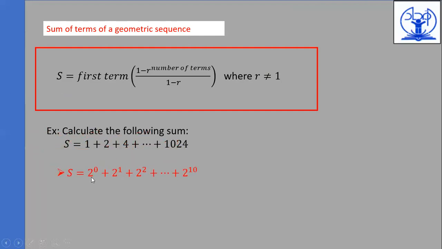So the sum is nothing but 2 to the 0, plus 2 to the 1, plus 2 to the 2, and so on. So actually we are multiplying by 2. So it's the first term, which is 1, times 1 minus r to the number of terms. The common ratio is clearly 2. The number of terms is 11, over 1 minus r, and that's 2047.